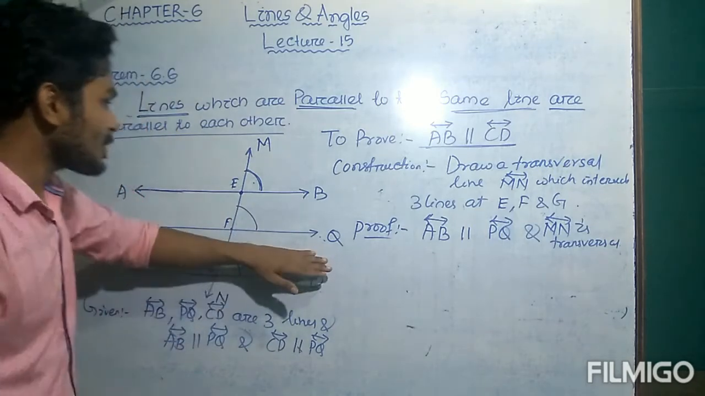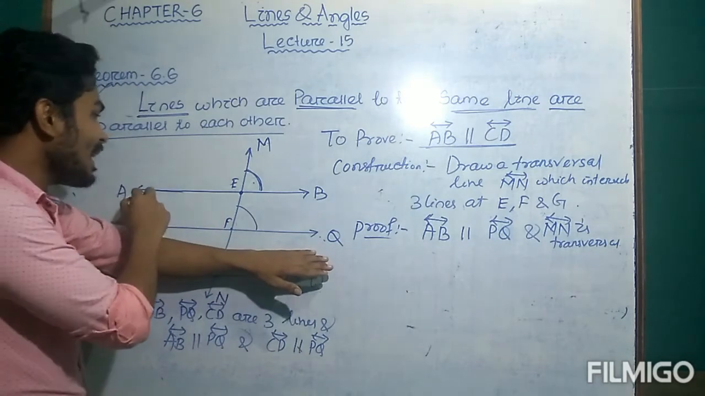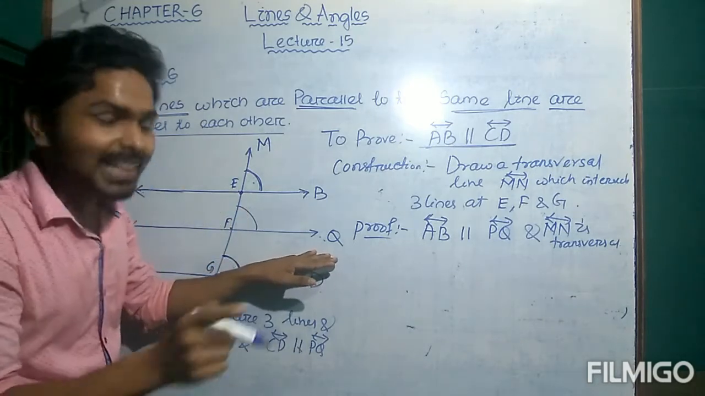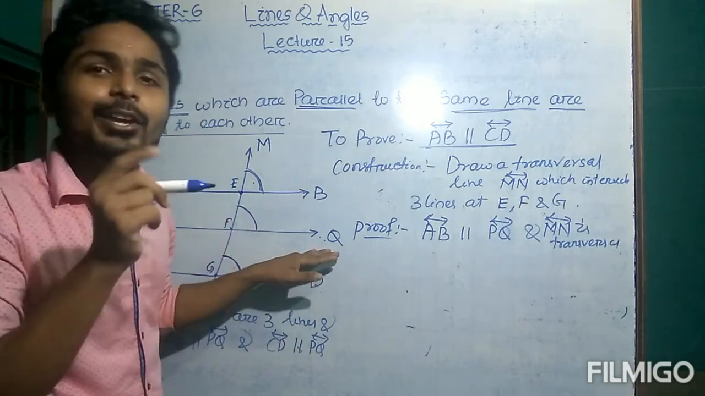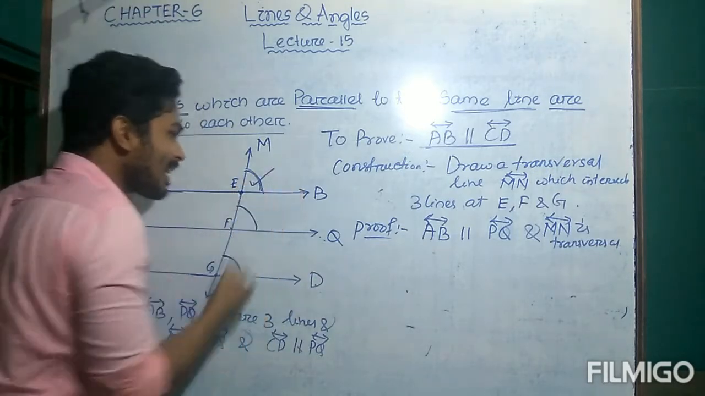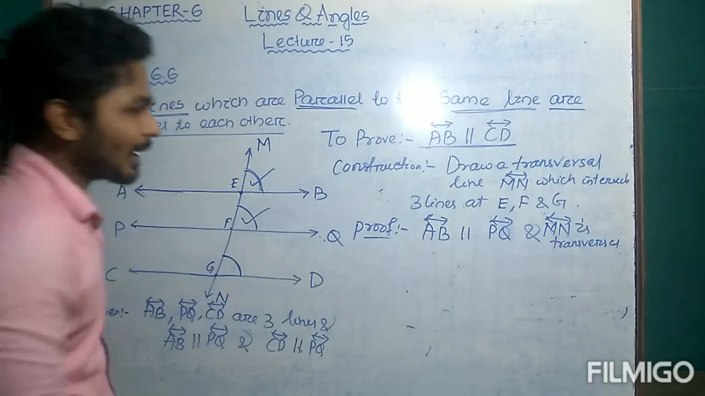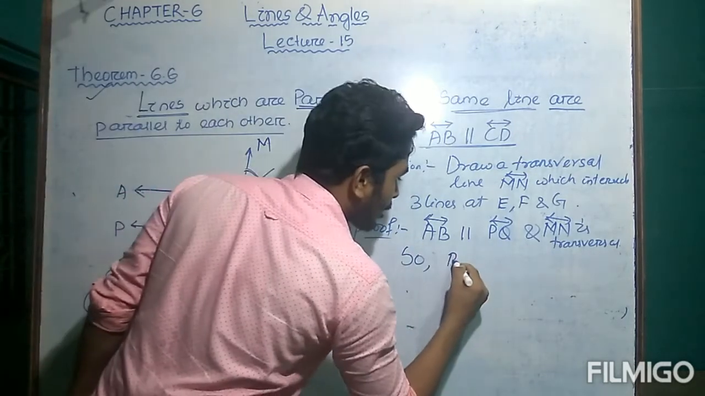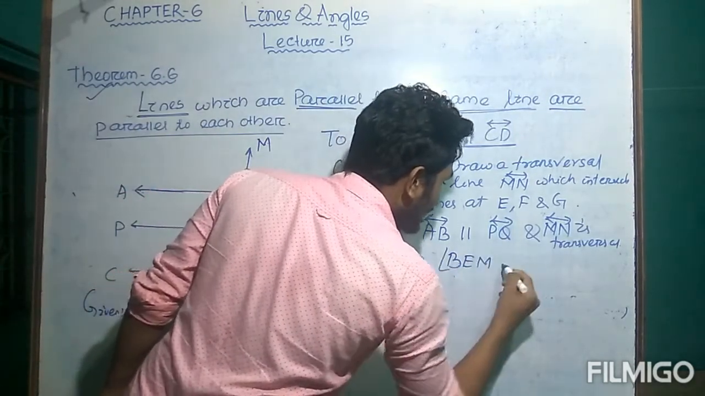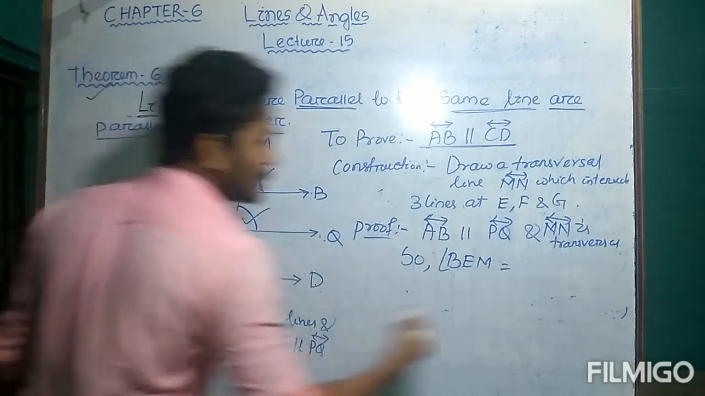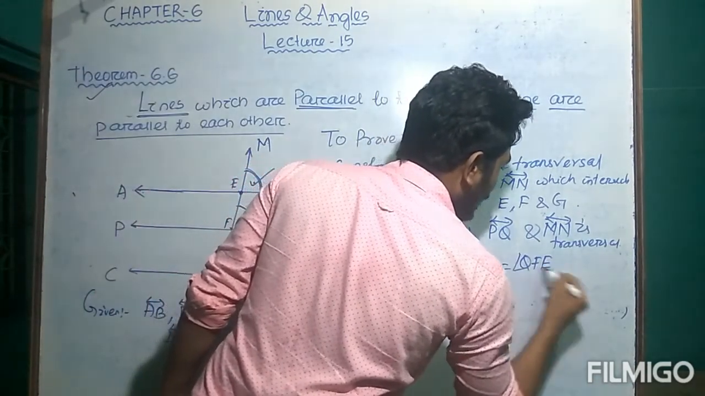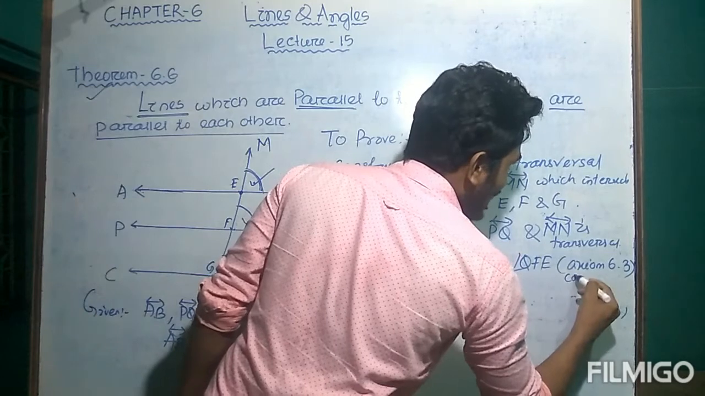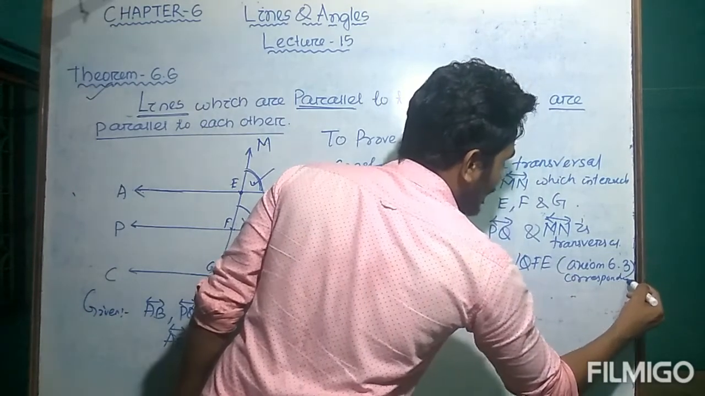We have studied it. So here the transversal line MN is intersecting these two parallel lines at the points E and F. So we can write that their corresponding angles are equal. So we can write this angle is equal to this angle. Right? So this angle, BEM, is equal to QFE. Why? According to axiom 6.3. Because they are corresponding. Understood?